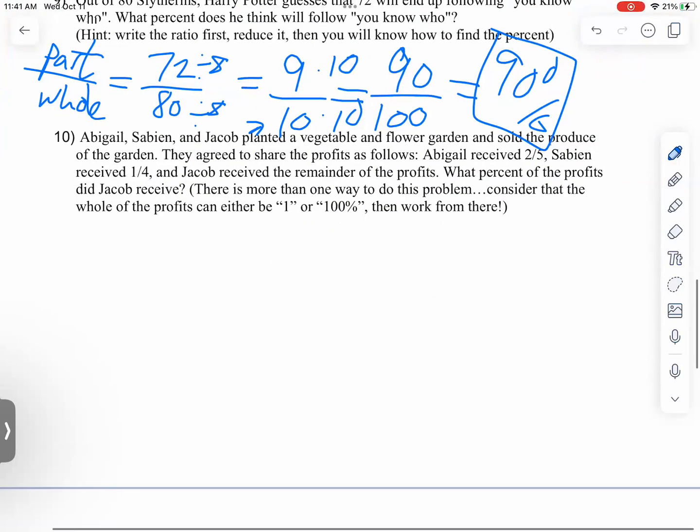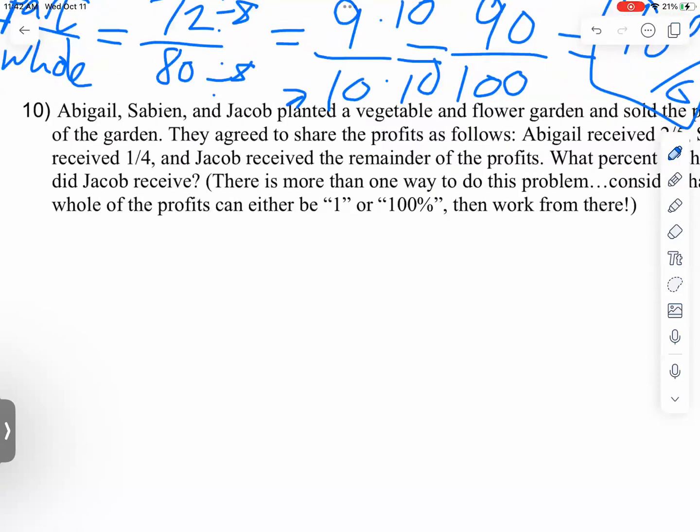All right, number 10. Abigail, Sabian, and Jacob planted a vegetable and flower garden and sold the produce out of the garden. They agreed to share the profits as follows. Abigail received 2/5, Sabian 1/4, and Jacob received what's left. What percent of the profits did Jacob receive? So we could add up Abigail's 2/5, Sabian's 1/4, and then Jacob got the rest. Or we could make them both percent and take away from 100. I'm actually going to show it both ways. You only need to show it one of the ways.